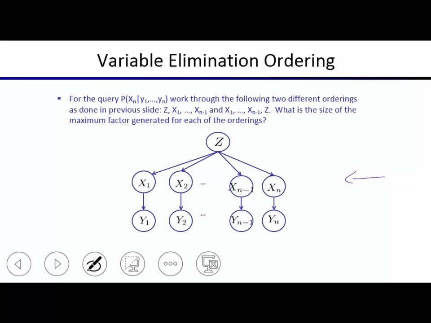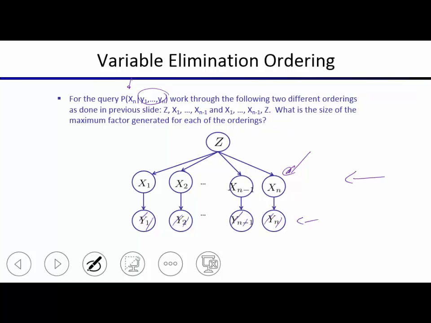The query is, what's the conditional of xn, which is sitting over here, given all the y variables which are sitting in the bottom row. So these are observed. This is your query variable. Question is, for two different variable elimination orderings, how computationally expensive is it going to be to find the result?